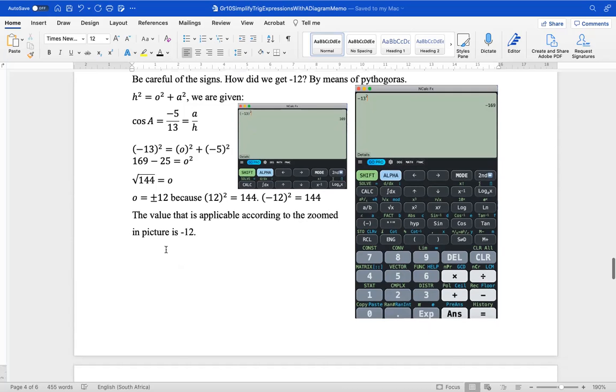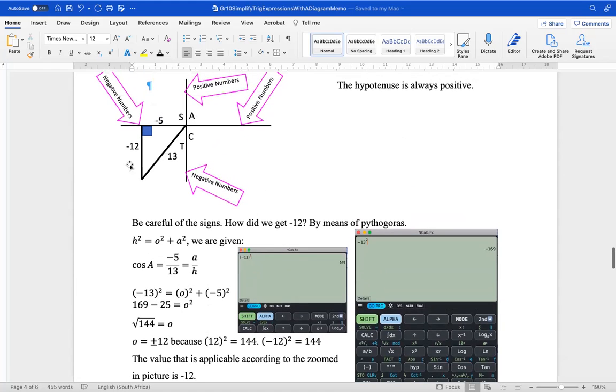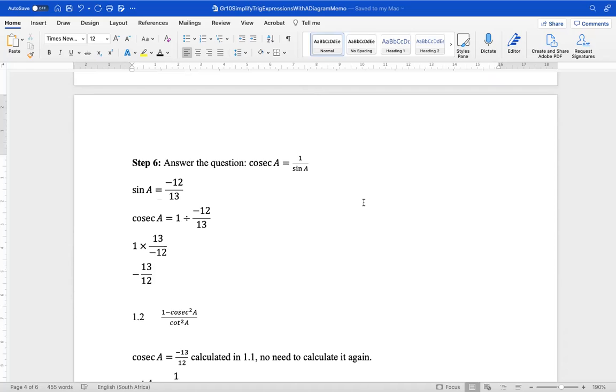Okay, and then you pick the O value which is applicable, right? Because now you're going to square root 144, which is positive 12 or negative 12, because negative 12 squared is a positive number, and 12 squared is also a positive number. According to where we zoomed in, the negative number is the one that is applicable, right? Then you need to answer the question.